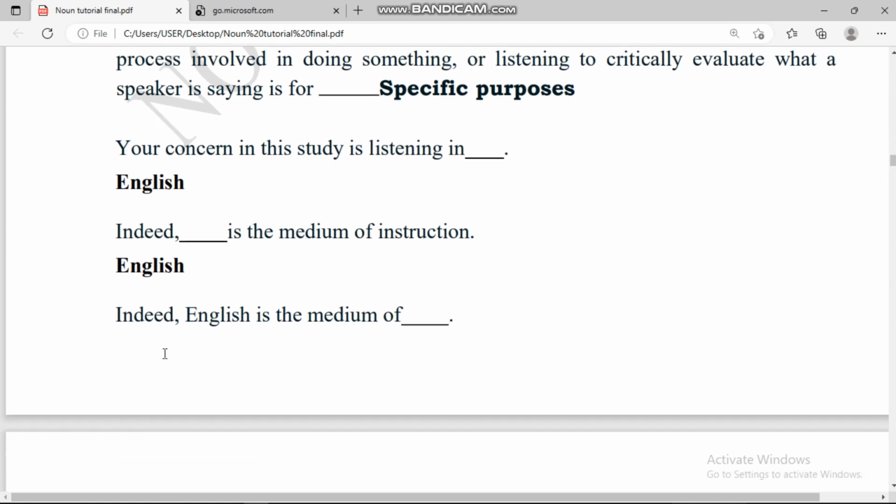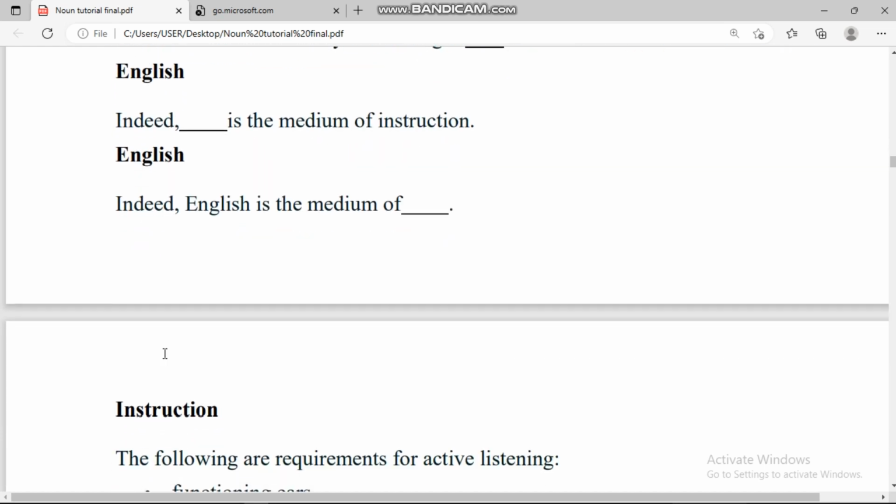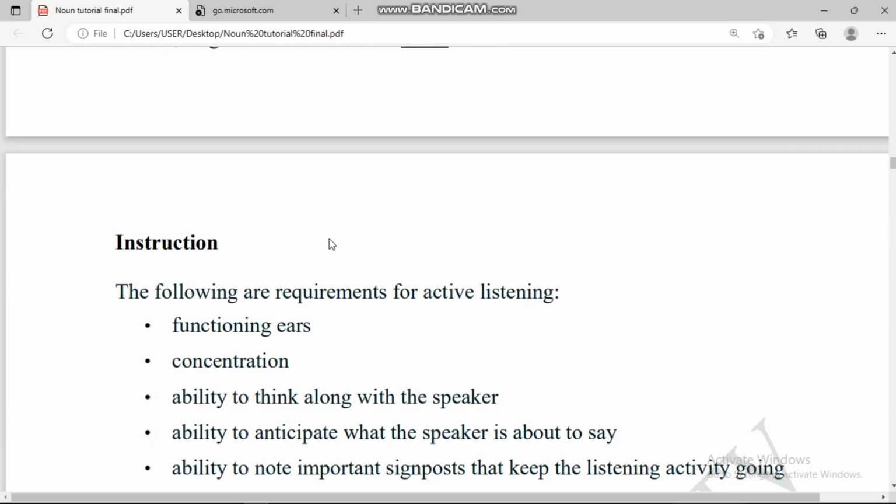Indeed, dash is a medium of instruction. English. English is a medium of instruction. Indeed, English is a medium of dash. See, these are the set questions again. So here you see instruction. The same sentence, but plenty of options from just one sentence. So the answer is instruction.